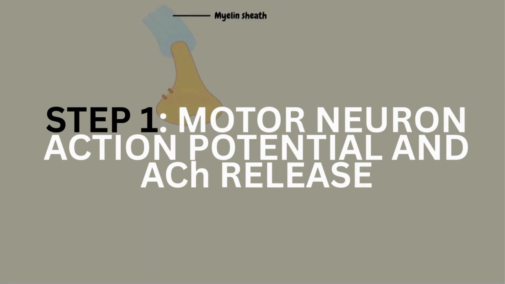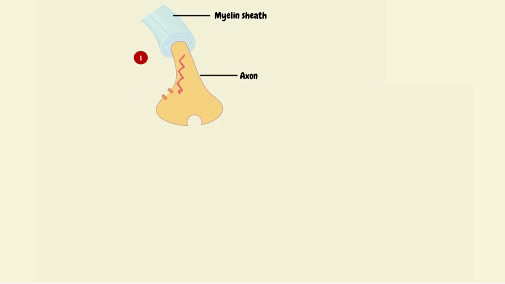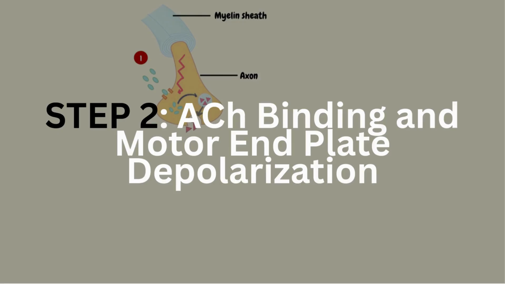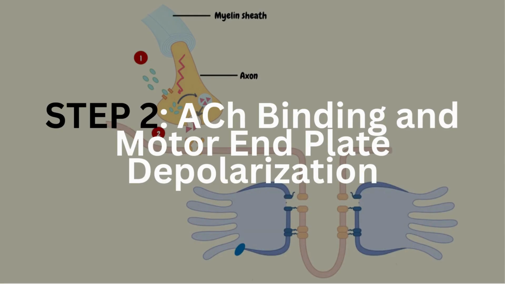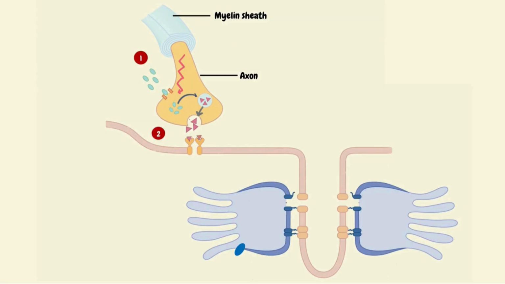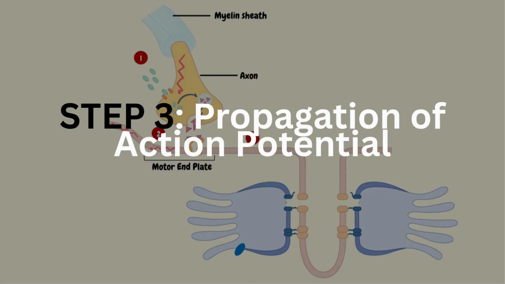Now let us understand the process of muscle contraction step by step through the cross-bridge cycle. Step 1. Motor neuron action potential and acetylcholine release. An action potential reaches the presynaptic terminal, opening voltage-gated calcium channels and inducing the release of acetylcholine. Step 2. Acetylcholine binding and motor end plate depolarization. Acetylcholine binds to receptors on the postsynaptic membrane, leading to depolarization of the muscle cell membrane at the motor end plate.